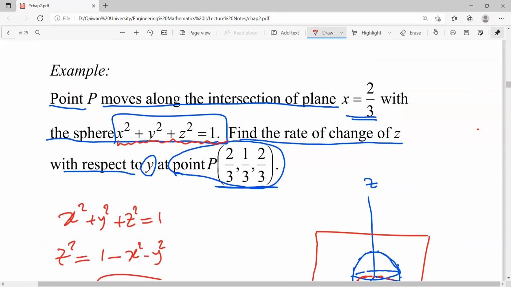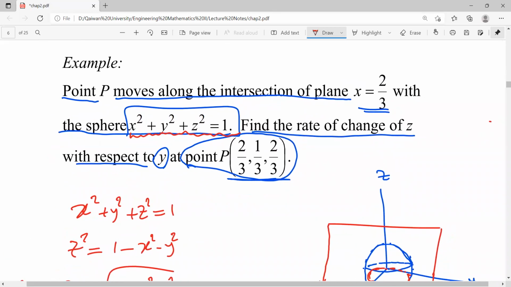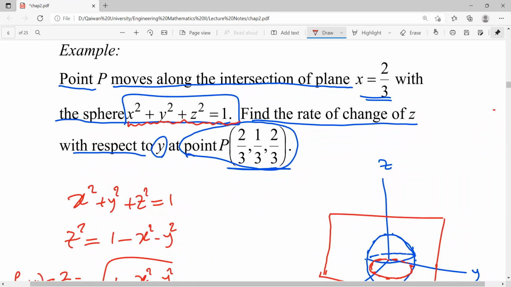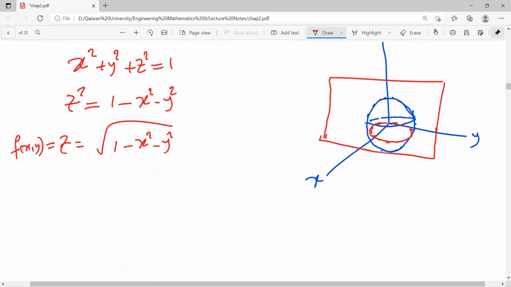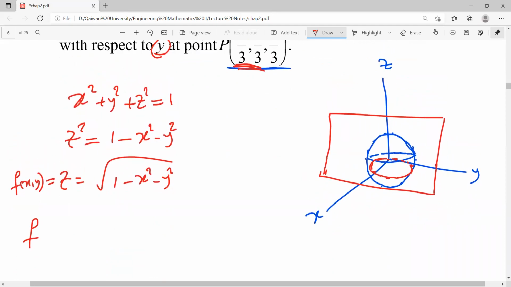So in these types of questions, the most important thing is to find f of xy. Okay, then it's given that we should find the rate of change for z with respect to y. That means we must find the derivative of f or z with respect to y at this point, and that's all.